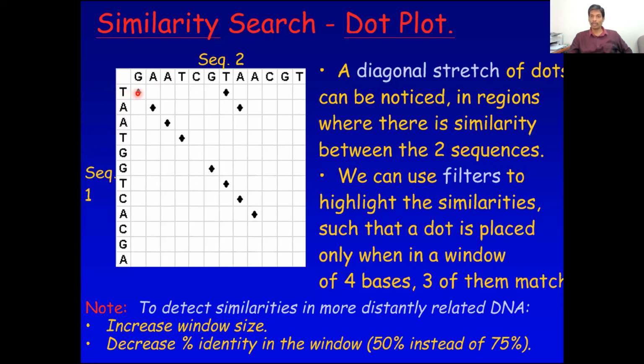Out of these 4, whether 3 are matching or not. If 3 out of 4 are matching, put a dot, otherwise don't put a dot. Understand? GAAT, TAAT. So AAT are matching. Only G and T are not matching. So 3 out of 4 are matching, put a dot. Okay. And the next box, AATC, and here TAAT. Exactly put there AATC.